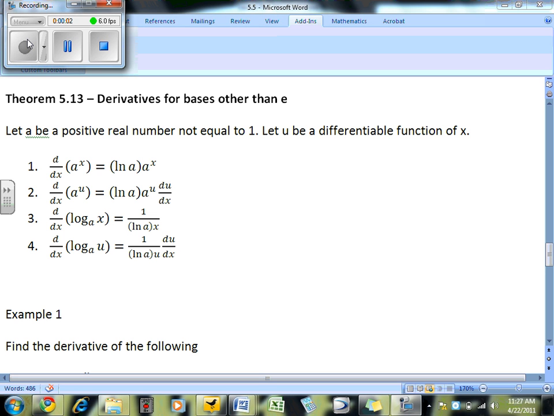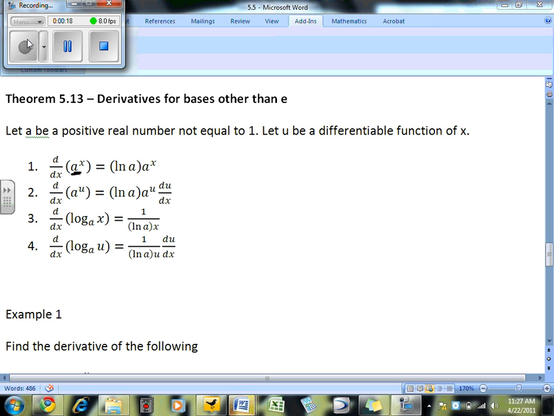Today we're going to talk about the derivatives and integrals of bases other than e. We talked about the properties earlier, and now we're going to talk about the integral and the derivative of bases other than e. So we're going to let a equal a positive real number other than 1, because remember 1 to any power is just going to be 1.